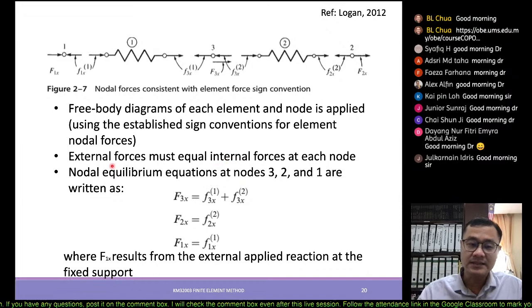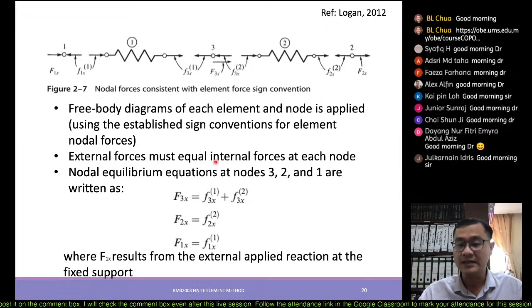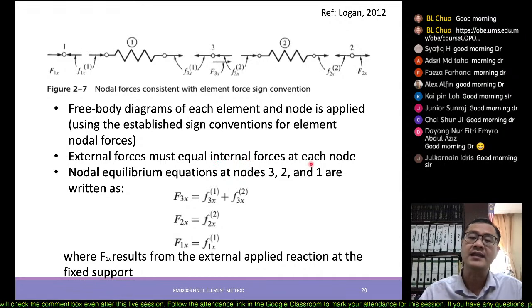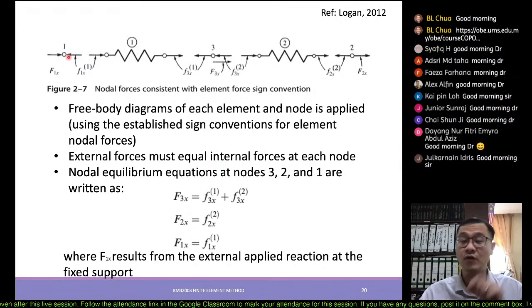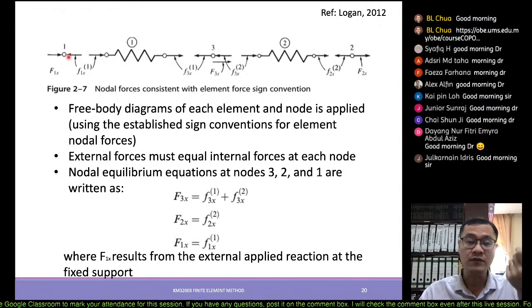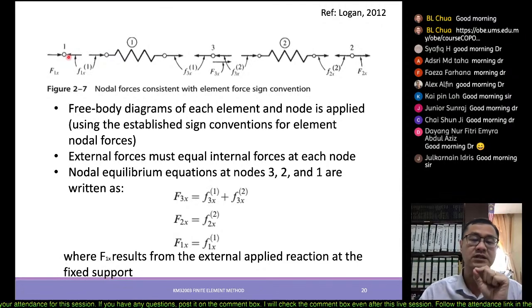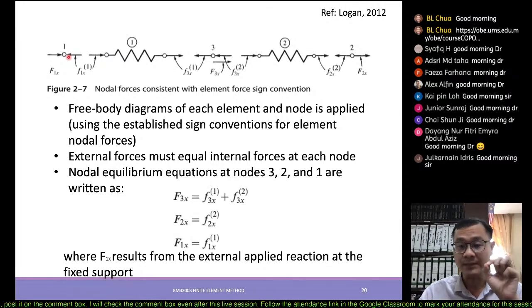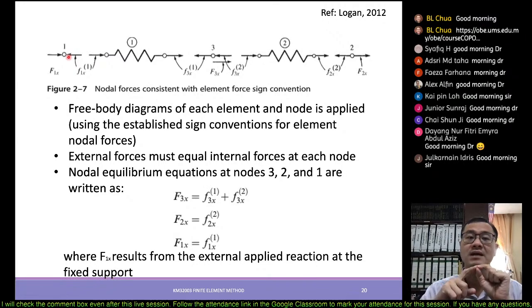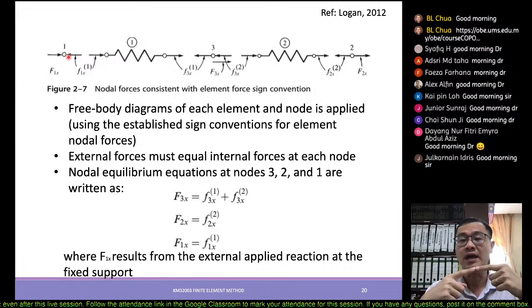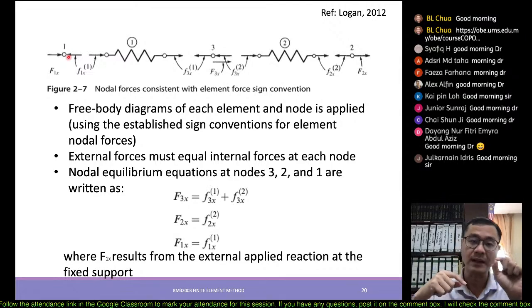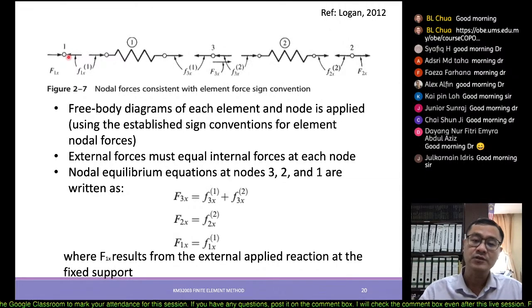So as we can see now, the external force must equal the internal force at every single node. So they must be equal at every single node. Why? Because they are in equilibrium. So if the point moves to a certain position and stops there, the summation of forces acting on that particular point must be exactly equal, or else there will be a net force causing that node to continue to move. So therefore the external force here should equal the internal force at every single node.